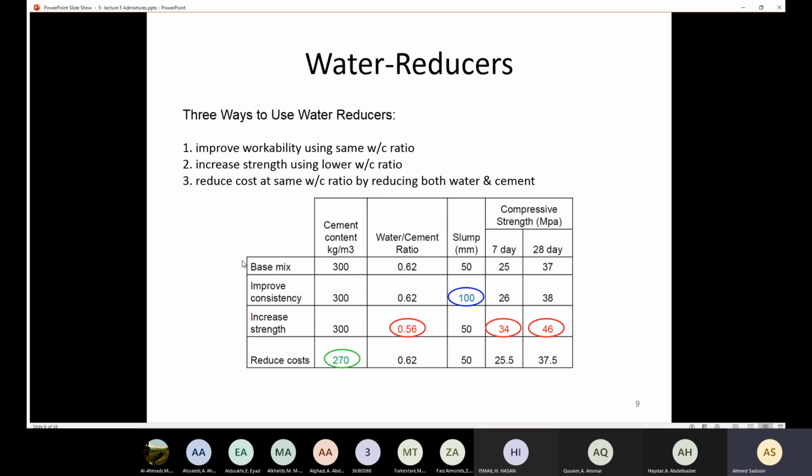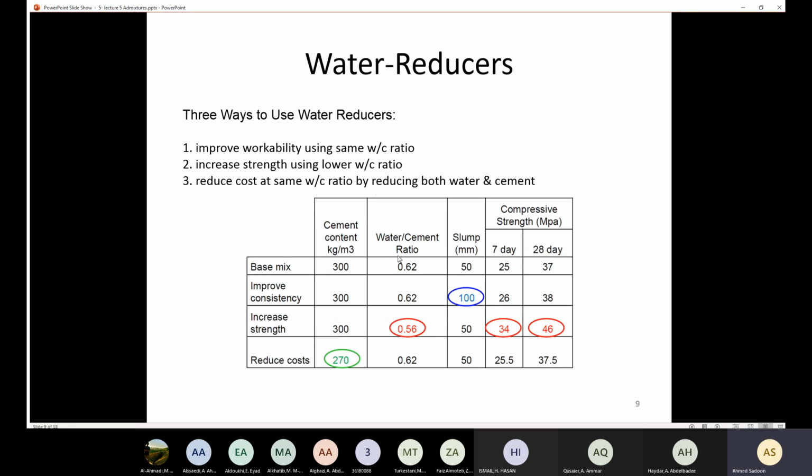First, here we have the base mix. We are going to compare the cases. Let's assume this one is case 1, and this is case 2, and this is case 3. And this one is the control specimen. We are going to compare case 1 with the base mix, case 2 with the base mix, and case 3 with the base mix. So in the base mix, we have 300 kilogram per meter cube.